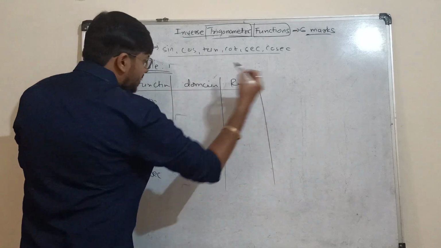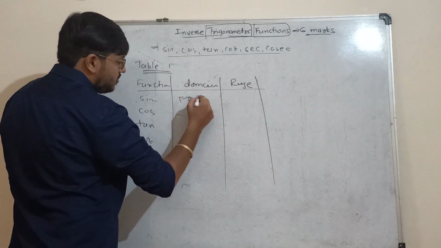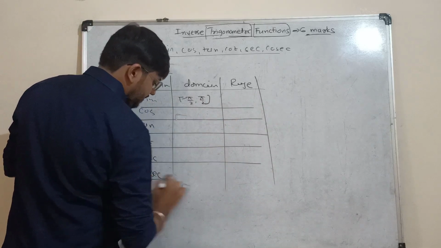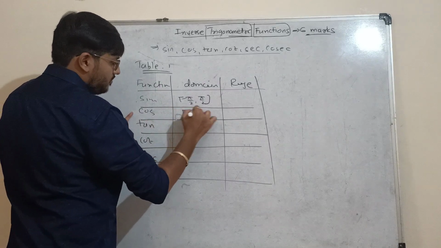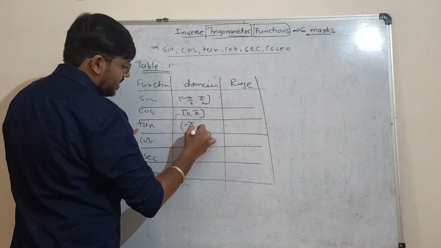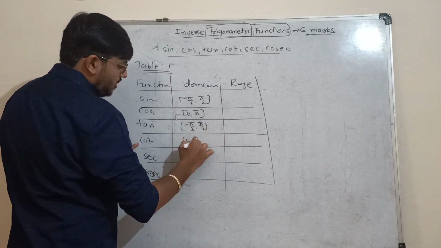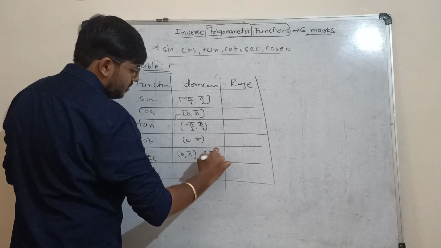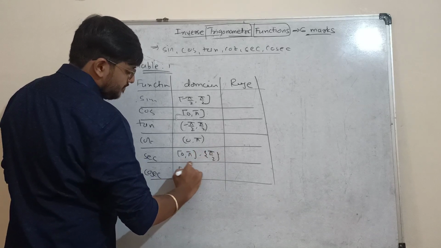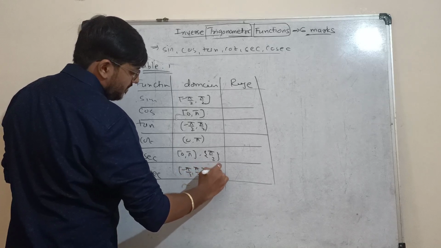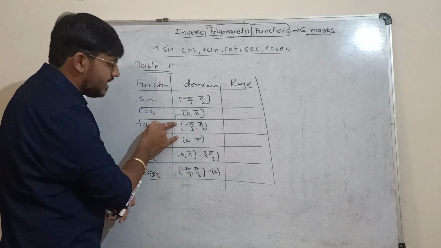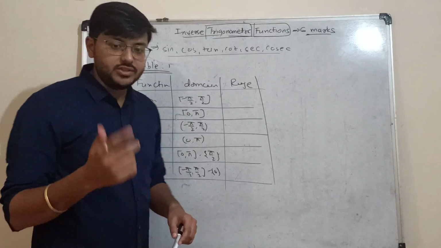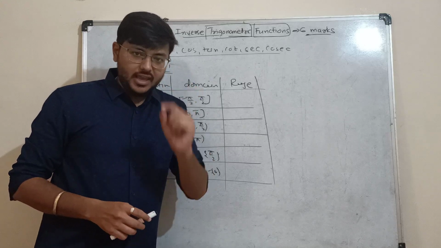So sine function has domain minus pi by 2 to pi by 2, where it is one-one and onto, right? Similarly, cos will be from 0 to pi, tan minus pi by 2 to pi by 2, cot 0 to pi, sec 0 to pi minus pi by 2, cosec minus pi by 2 to pi by 2 minus 0. Here these two domains are defined on open interval, whereas all remaining four domains are defined on closed interval. I'll tell you the point again.